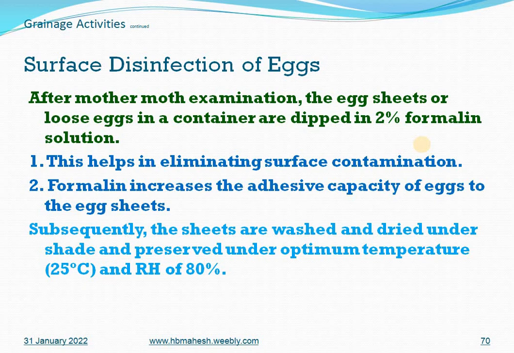Because if you conduct the pebrine test, you can give a certificate that this egg is free from pebrine, right? But surface contamination can also be tested or nullified. So surface disinfection should be conducted in 2% formalin or 500 ppm chlorine solution. But formalin is ideal because, number one, it helps in eliminating surface contamination, as formalin is a very good disinfectant and also a fixative. Number two, formalin increases the adhesive capacity of the eggs to the egg sheets. So formalin is ideal for surface disinfection of eggs. Subsequently, the sheets are washed and dried under shade and preserved under optimum temperature of 25 degree centigrade and relative humidity of 80%.